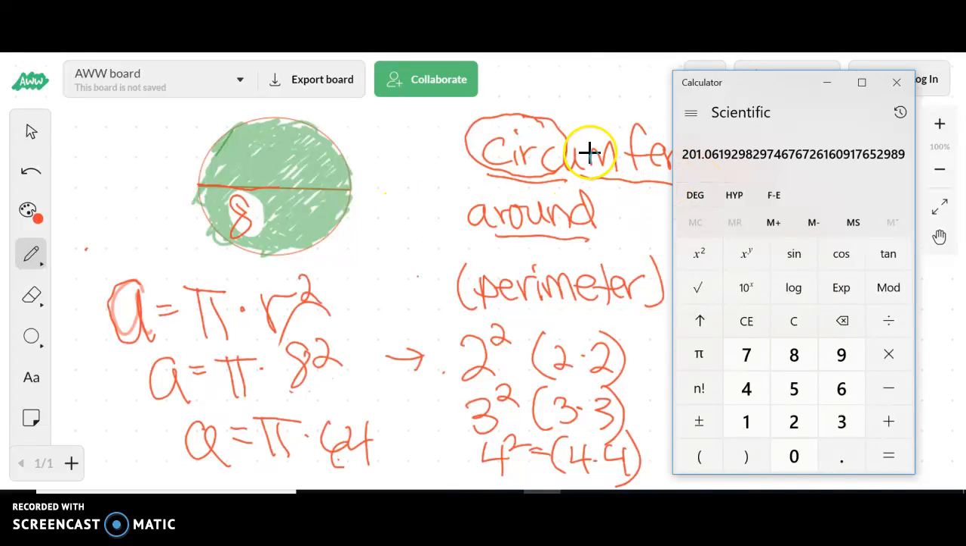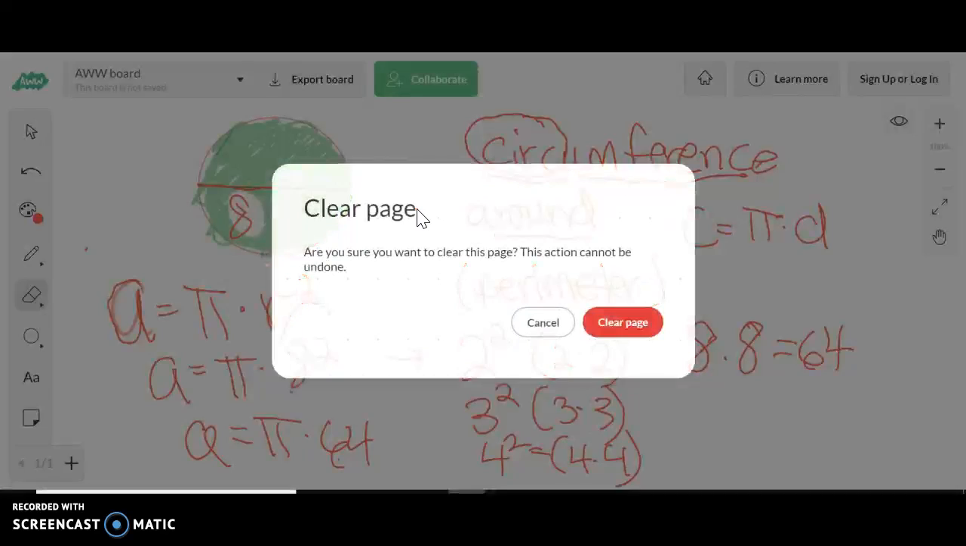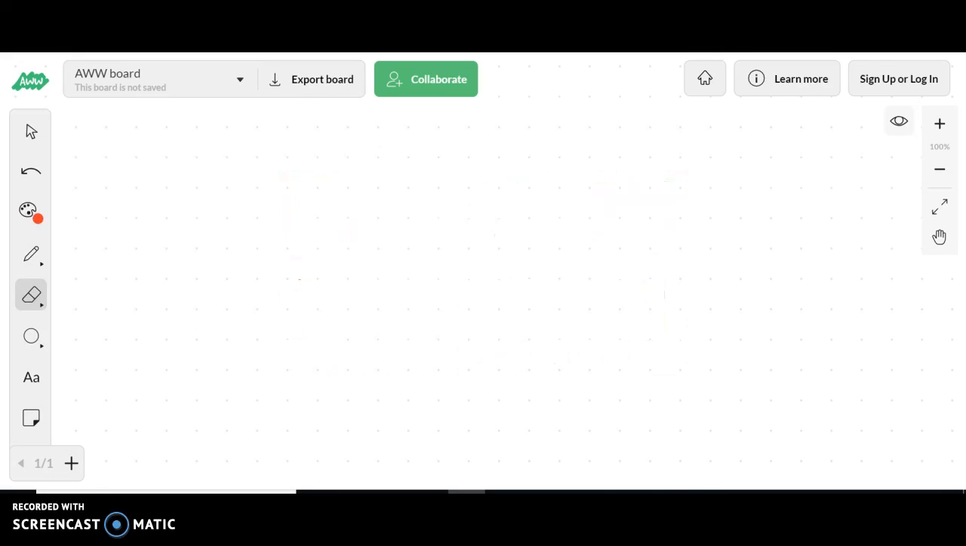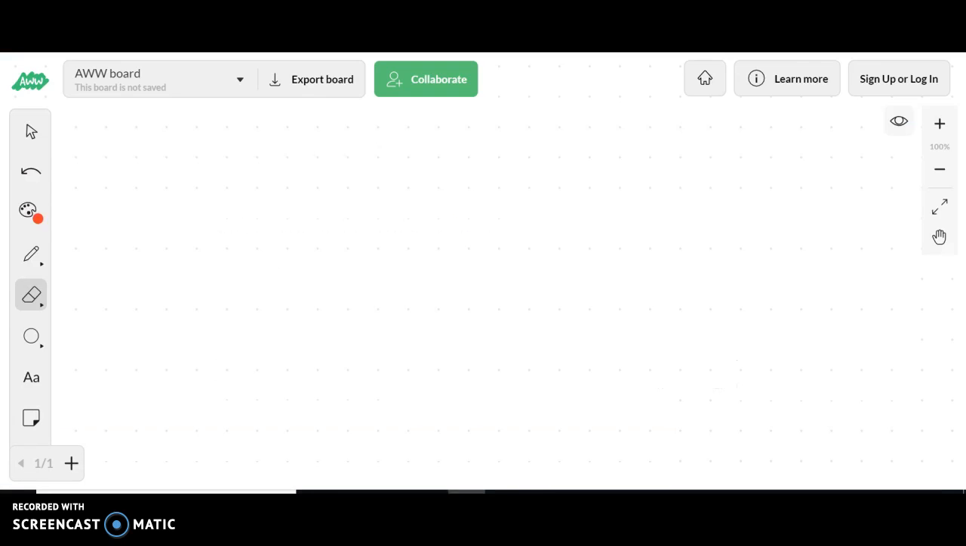Okay, so that was the basic area that you did in 6th grade. Let's look at this 7th grade program and get rid of all this, okay? So, back to Khan Academy. It says, find the area of a circle with a circumference of 37.68. So, let's pick a different color this time.